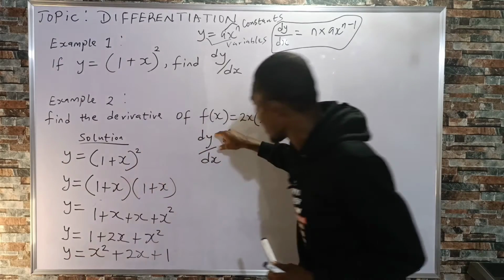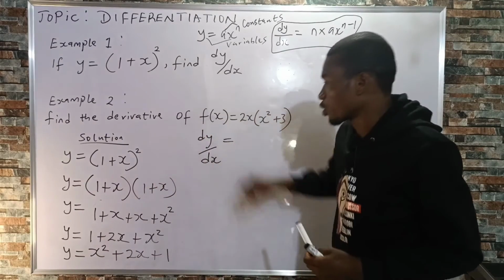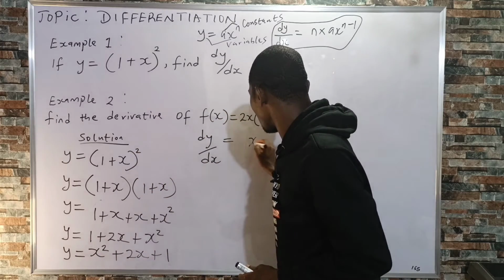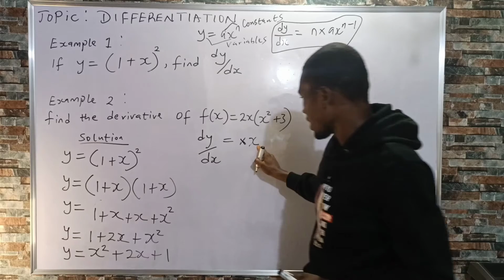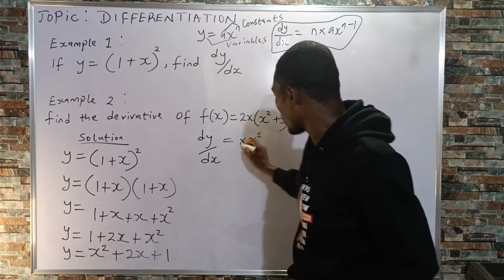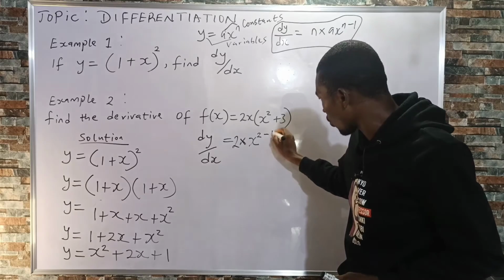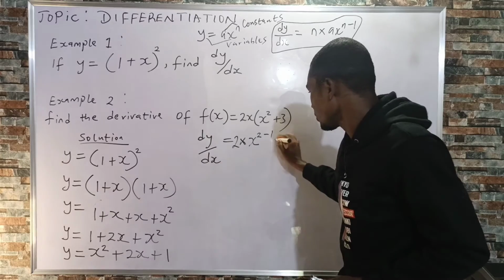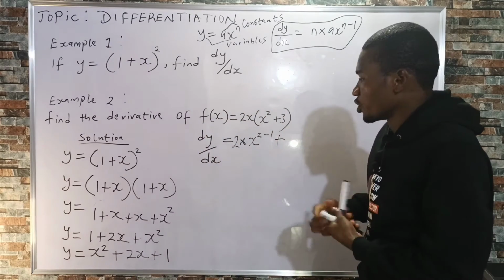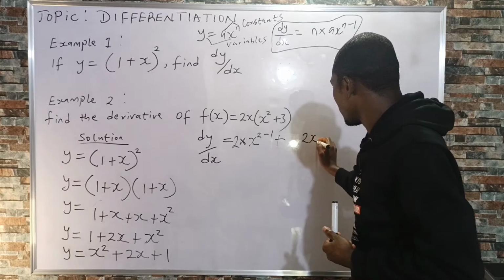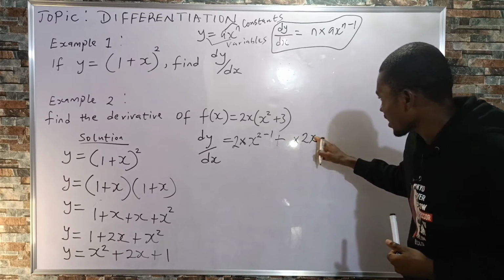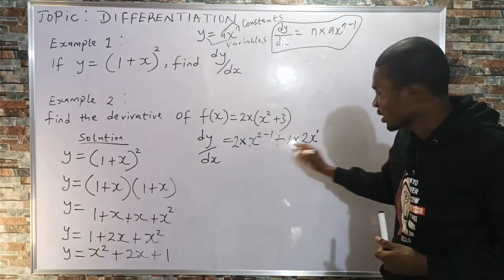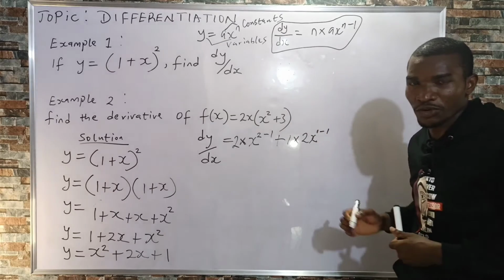So differentiating y with respect to x will be equal to, we shall multiply x squared by the power of 2. Then we subtract 1 from the original power of 2. Then plus, the same thing we shall also do for 2x. We shall multiply 2x by the original power. Remember that x has an invisible 1. We shall multiply it by the original power of the invisible 1. Then we subtract 1 from the original power.